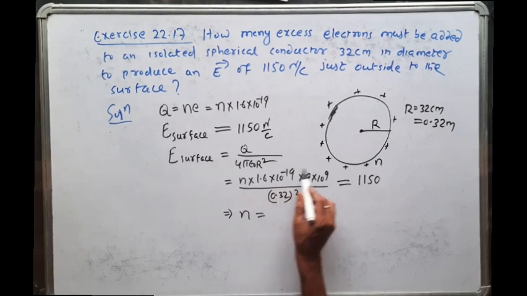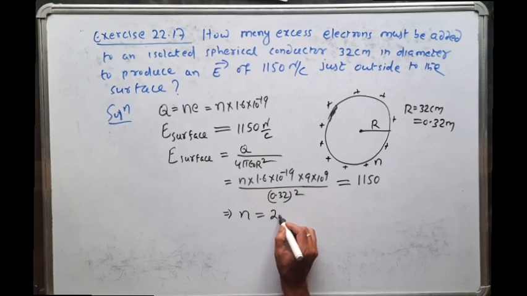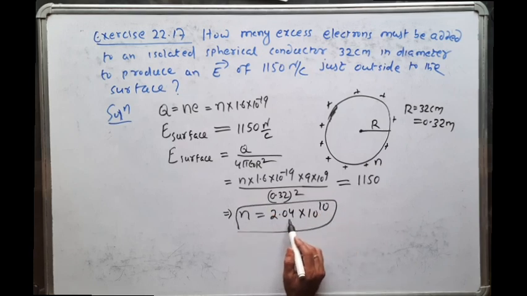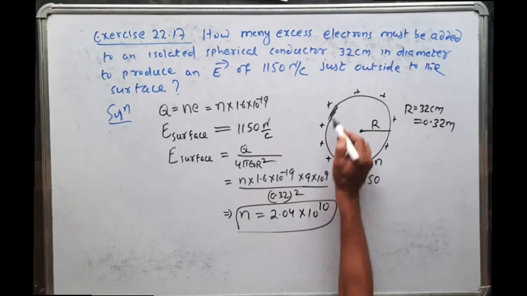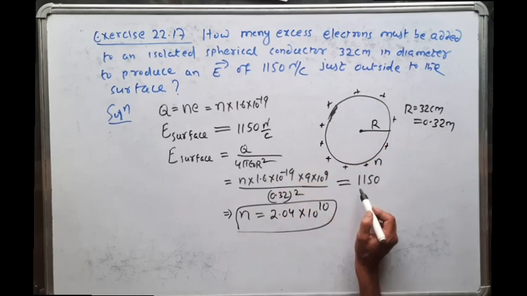If you calculate N using a calculator, you will get 2.04 into 10 to the power 10. So this is the answer. This many electrons must be added to this isolated spherical conductor so that the electric field intensity just on the surface, or just outside the surface, will be 1150. So this is the answer.